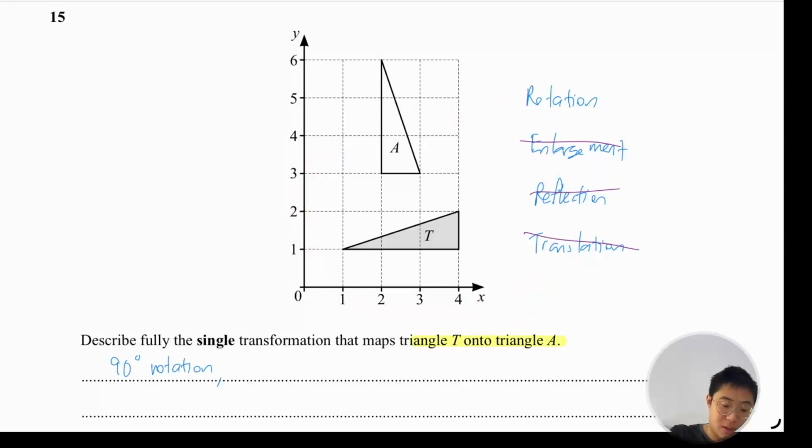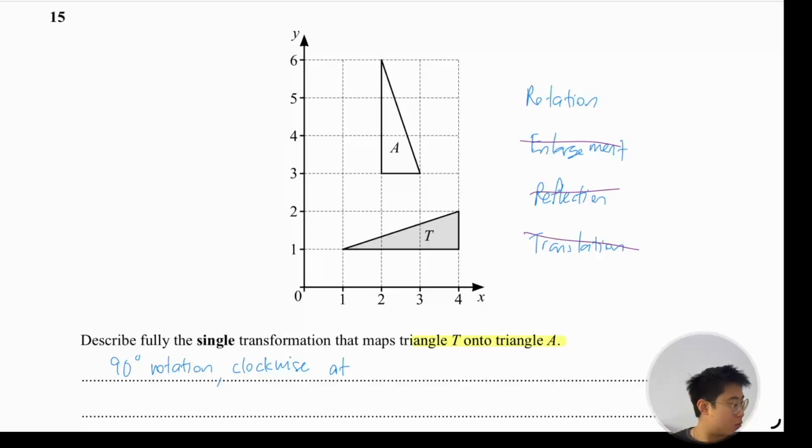So I will say 90 degrees clockwise. And that's how you get your second mark. Actually, no, sorry, rotation is your first mark, 90 degrees clockwise is your second mark. Now this is how you get your third mark. You have to tell me where it's rotating from. So for this, you can use that tracing paper. I've seen some people do. You can also use your eyes to try and pinpoint where it's rotating from.